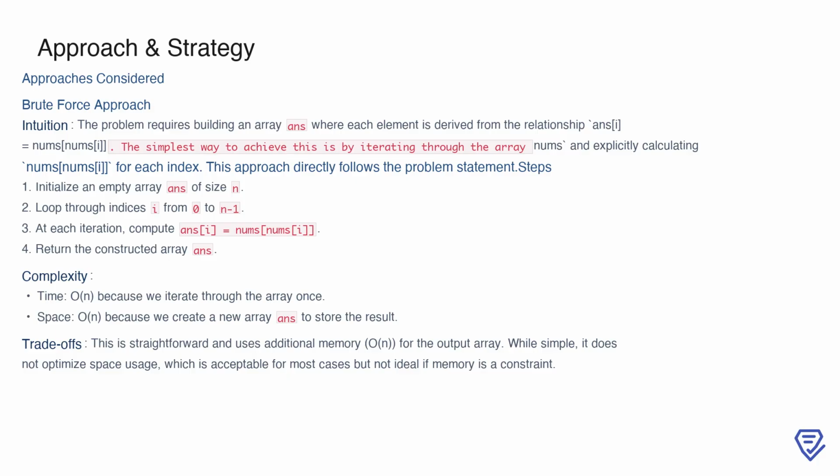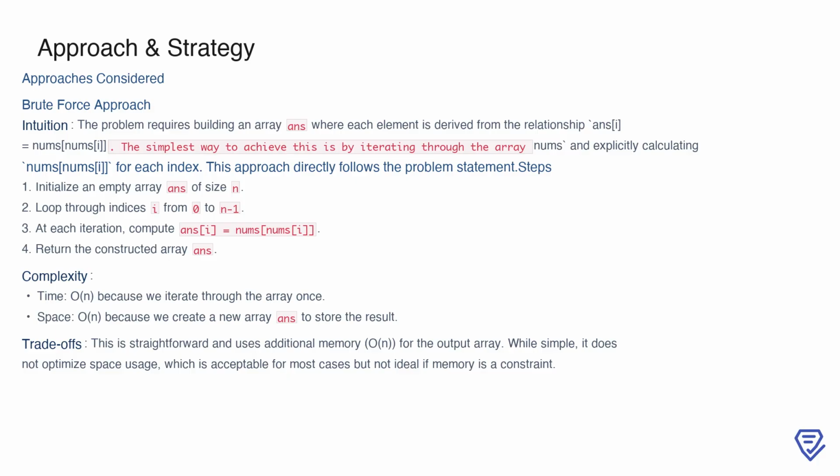The steps are simple. First, we initialize an empty array ans of the same size as the input array nums. Then, we loop through all the indices from 0 to n-1. At each index, we compute the value for ans[i] by substituting nums[i] into the array and retrieving the corresponding value. Once all indices are processed, we return the newly constructed array ans.